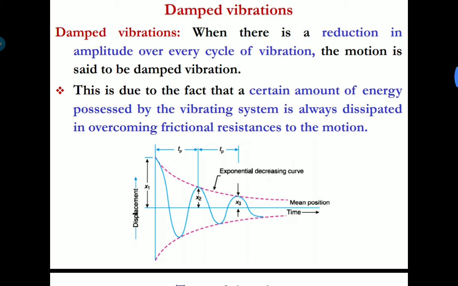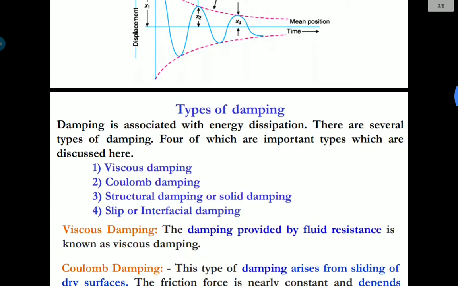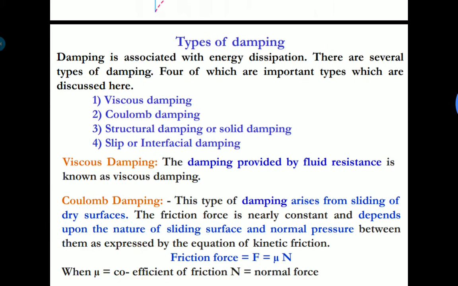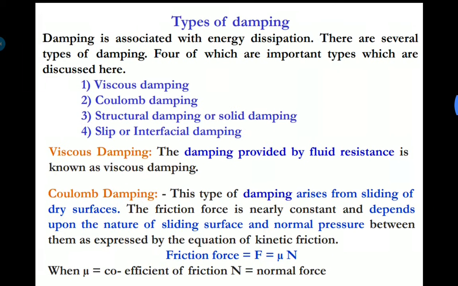Here, because of this damping, a certain amount of energy is dissipated to some other external system. Because of that, the amplitude slowly decreases and reaches a mean position. Next, we'll see the various types of damping.